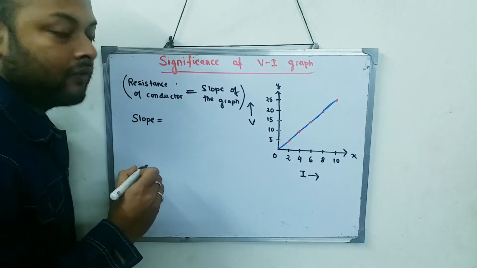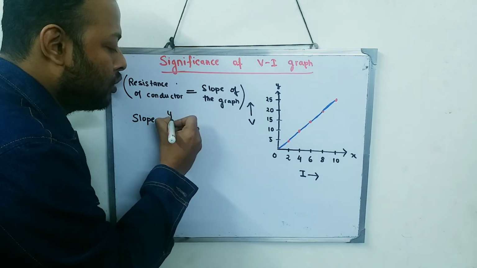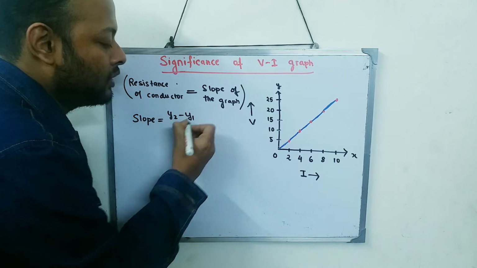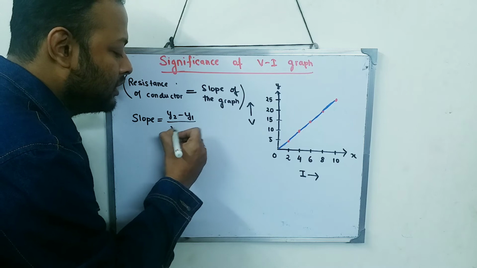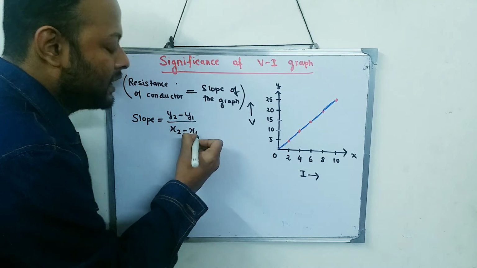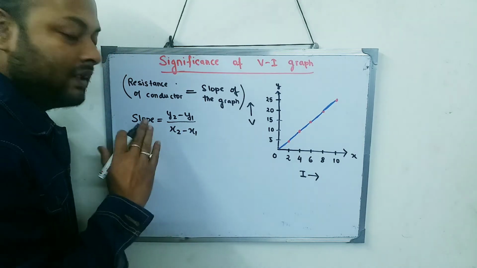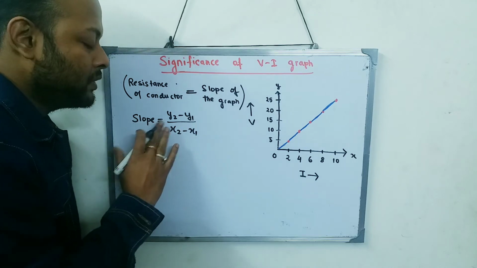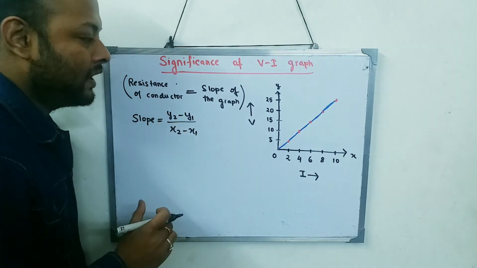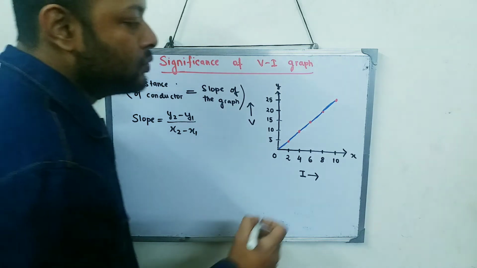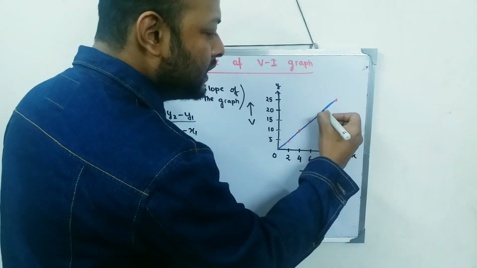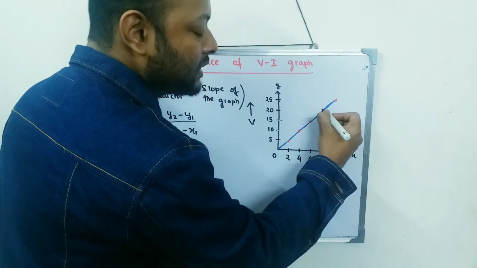The slope of a graph is equal to y2 minus y1, we will take any 2 points, divided by x2 minus x1. This formula is there in maths. The slope is equal to y2 minus y1 by x2 minus x1. Now we will take any 2 points. Suppose we take, say, this point for example.